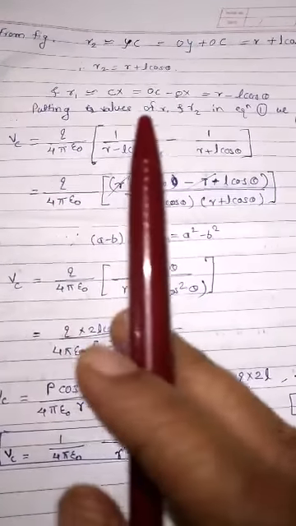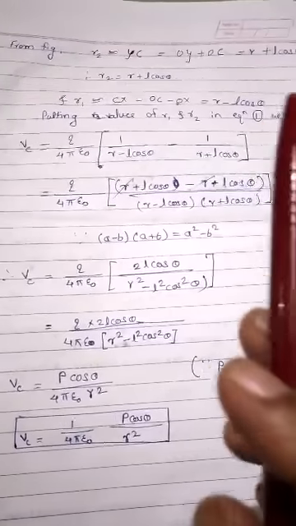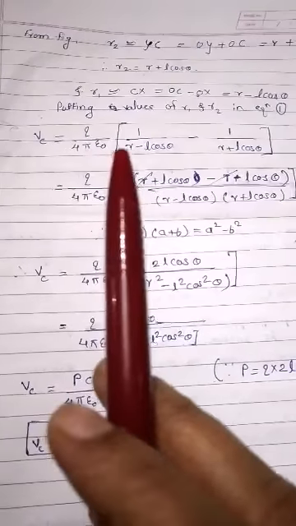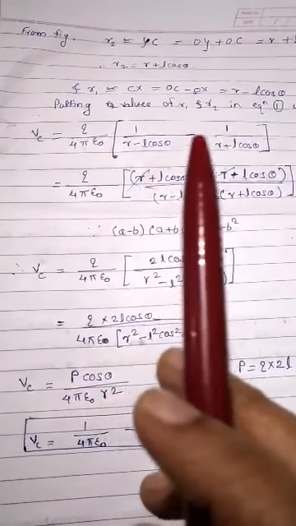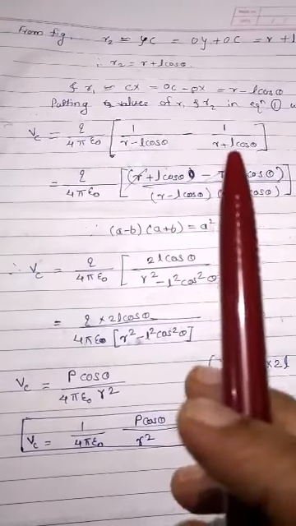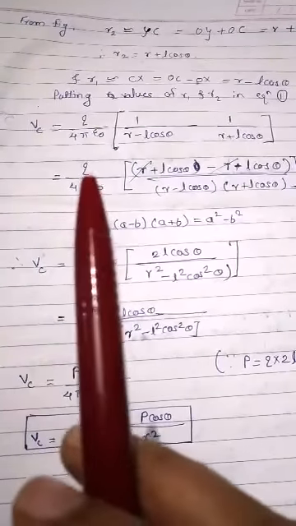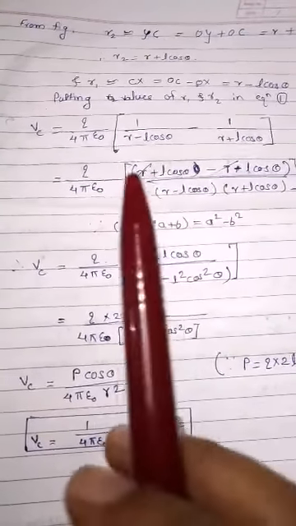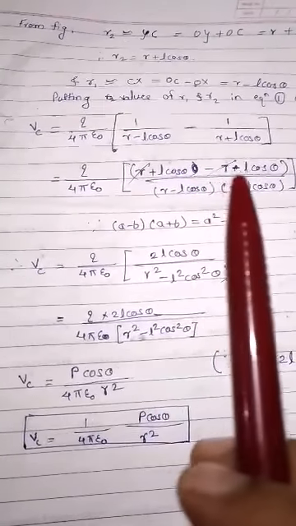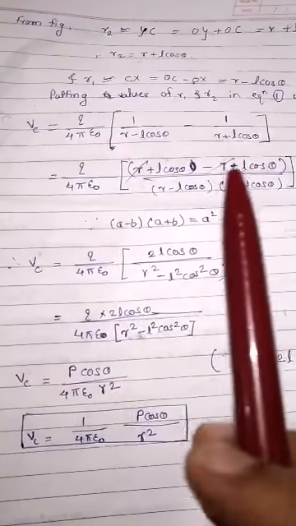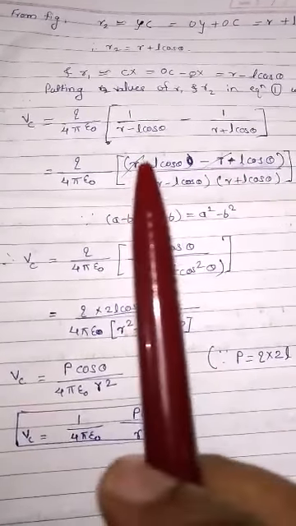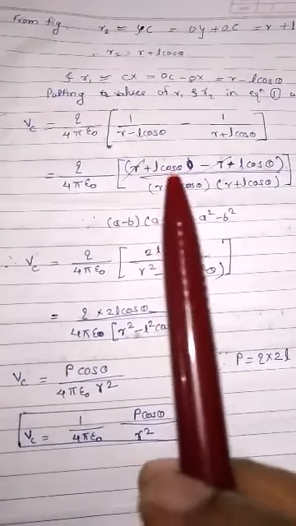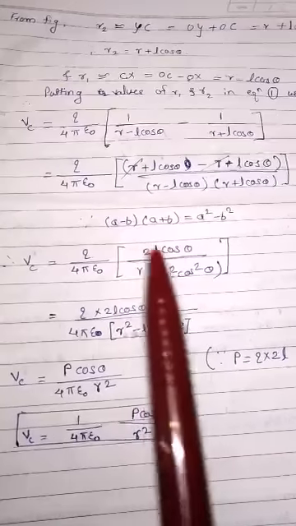Now putting the values of R1 and R2 in equation number 1, we get Vc is equal to Q upon 4 pi epsilon naught, into 1 upon R minus L cos theta minus 1 upon R plus L cos theta. Cross-multiplying, we get R plus L cos theta minus R, plus, since minus becomes plus, L cos theta. R plus and R minus cancel out, and we get plus L cos theta and plus L cos theta, which gives 2L cos theta.